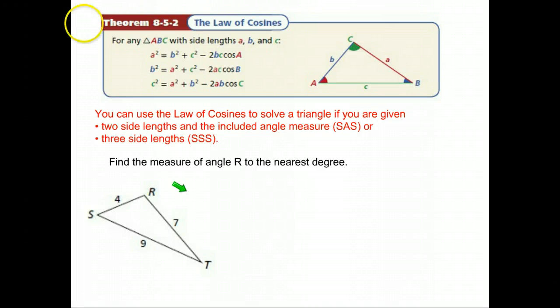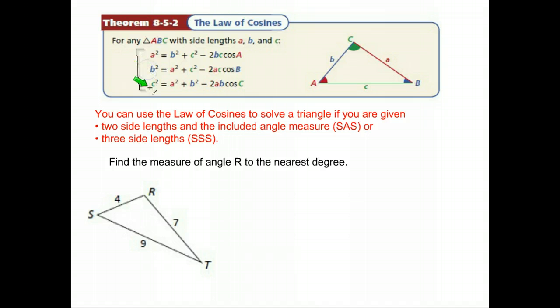All right, let's take a look at the law of cosines. So the law of cosines is called such because it uses cosine rather than sine, which is what the law of sines uses. We also use it in different situations. There are three different formulas depending on what parts of the triangle you have. Notice it's also not used with right triangles.